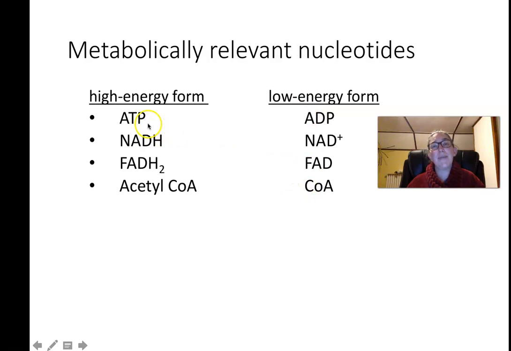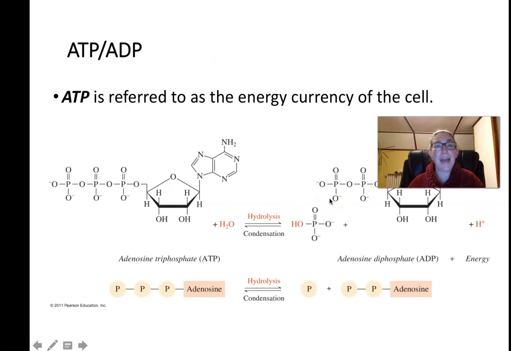So ATP, when it loses its third phosphate, becomes ADP and no longer has that same energy. NADH and FADH2 are electron carriers, and in their reduced state, when they have gained electrons and hydrogens, they are in the high energy form versus their low energy form, which is the oxidized state. And acetyl-CoA is the high energy form of coenzyme A.